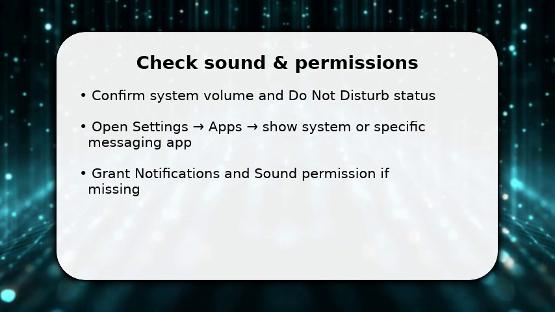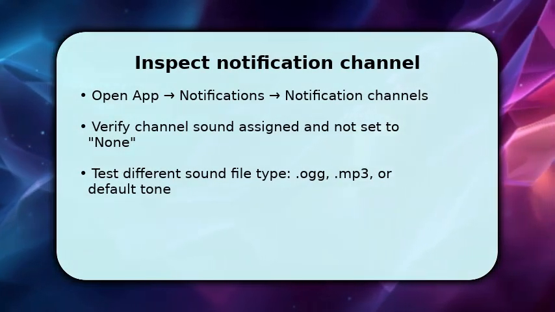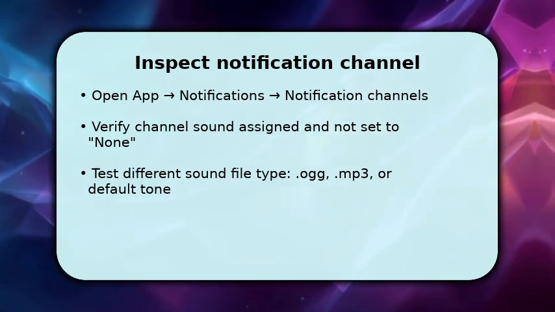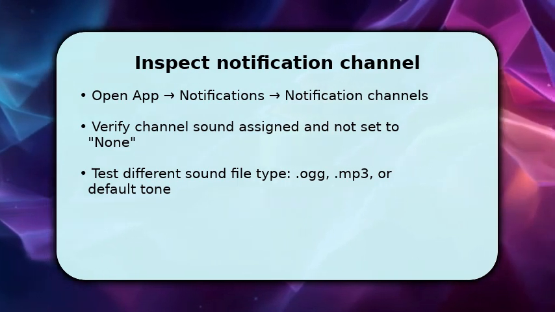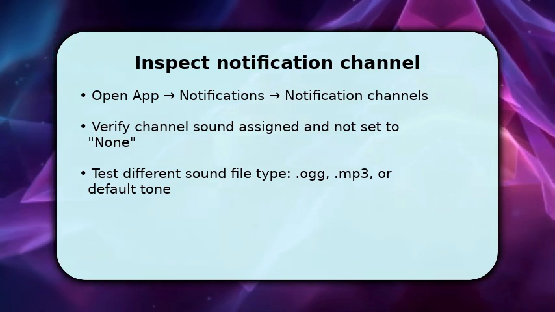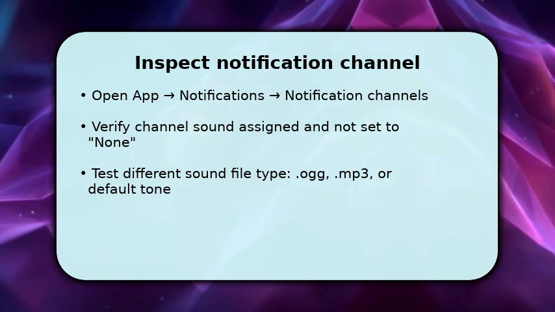Now inspect the specific notification channel used by that app. You need to open the app's notification channels and tap the active channel to view its settings. If the sound is set to none, choose a tone. If it's custom, make sure the file exists and is supported. Android prefers OGG or MP3. Incompatible files or bad paths will silence notifications.